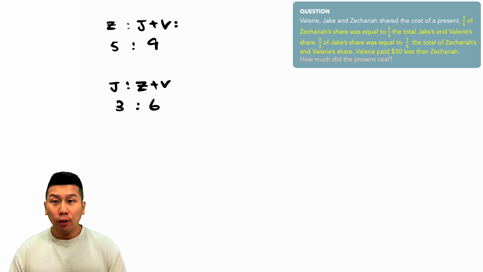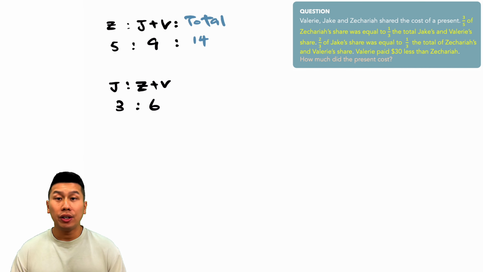So the total for the first ratio is obviously 14. This can be found by using 5 added with 9. And for the second ratio, we can find the total by using 3 plus 6, giving us 9. And simplifying this, we will get 1:2:3.